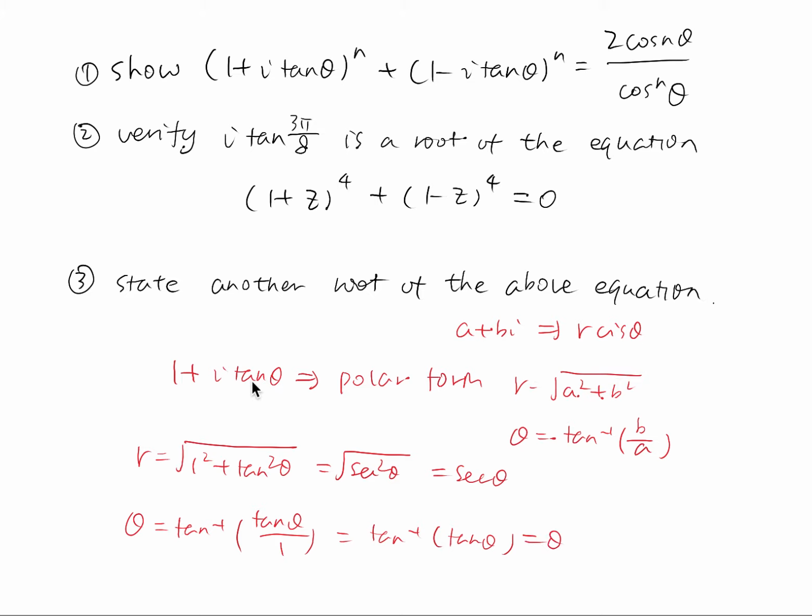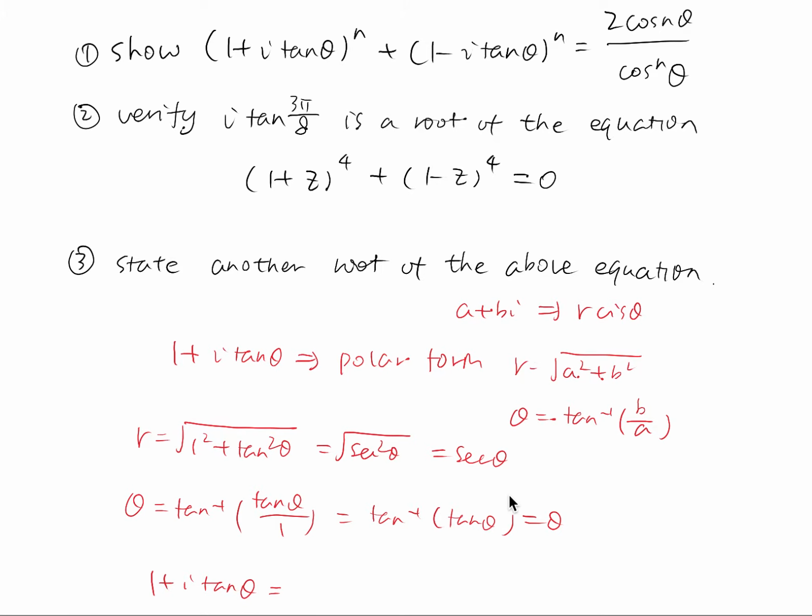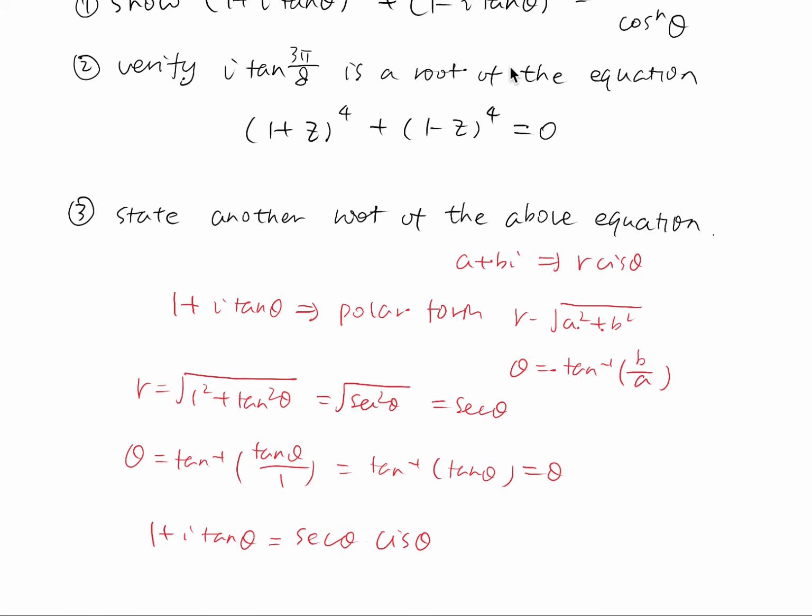So 1 plus i tan θ, when you properly convert it into polar form, becomes sec θ multiplied by cis θ. And then we have 1 minus i tan θ. You can see 1 plus i tan θ and 1 minus i tan θ are conjugates of each other.